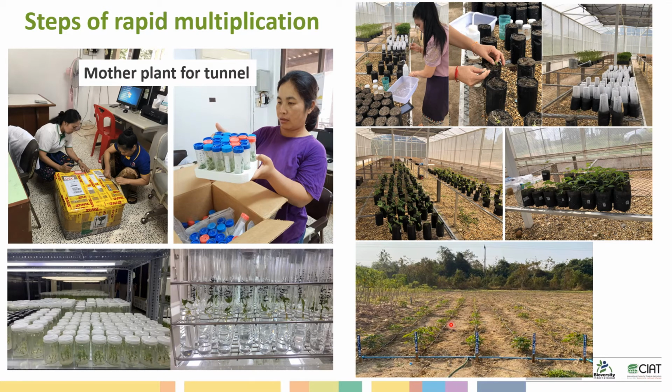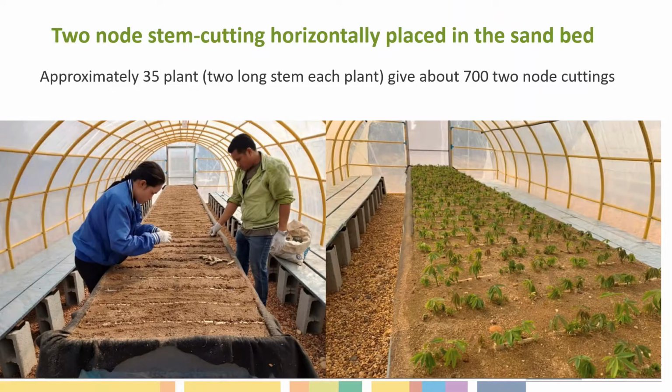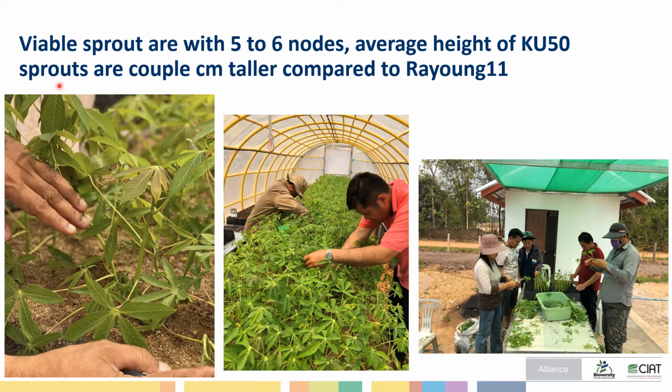Then it grows for at least 6 to 8 months before it goes to the tunnel system for multiplication. Two-node cuttings are planted in a tunnel, and here is a photo from Laos again. Approximately 35 plants with 2 long stems for each plant give about 702 node cuttings, and after a couple of weeks you can see all these coming up. Then at 5 to 6 nodes they are cut and transferred to a rooting medium.